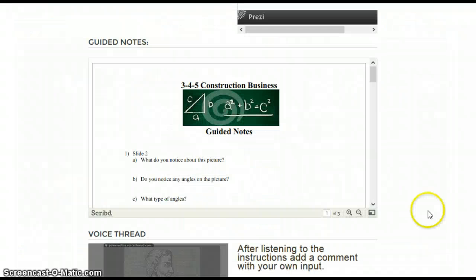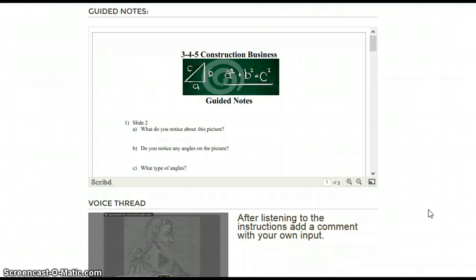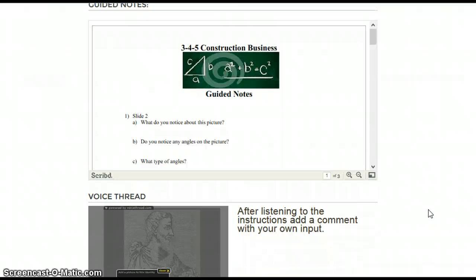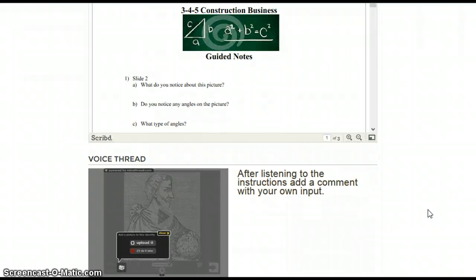To go along with my lecture, I have guided notes. These notes include question and project instructions to allow the kids to critically think about the information given in the lecture. Below the guided notes, I have a place for a voice thread where children will research something in the real world that uses Pythagorean theorem.